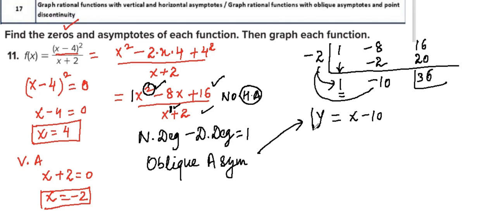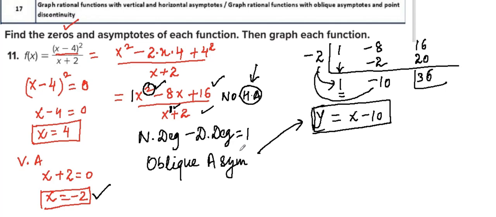So this is your oblique asymptote, and no horizontal asymptote. The three conditions for the horizontal asymptote I have already given. You can check the book, you can check the PowerPoint, where we have given the three conditions for the horizontal asymptote. Anyway, we have all the values.